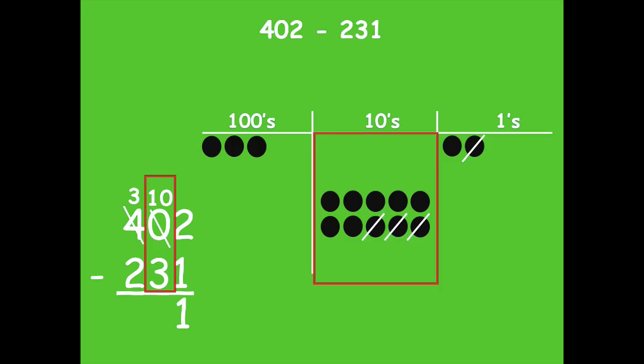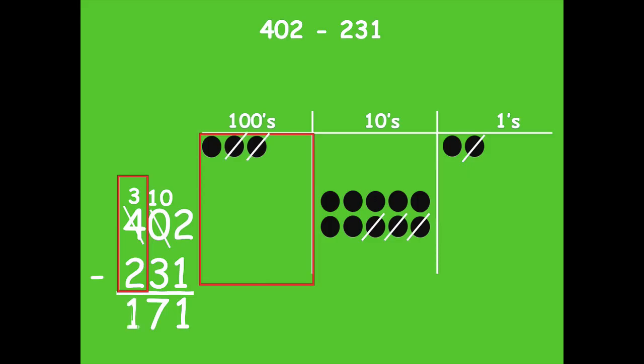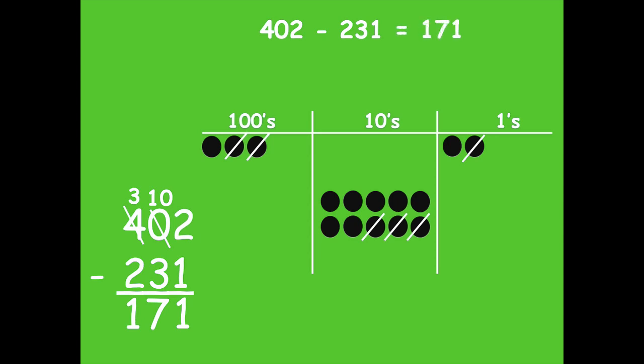So 1, 2, 3. Now I'm left with 7 tens. Now I go to my hundreds place. I have 3. I need to take away 2. I could do that. 1, 2, and I'm left with 100. So 402 minus 231 equals 171.